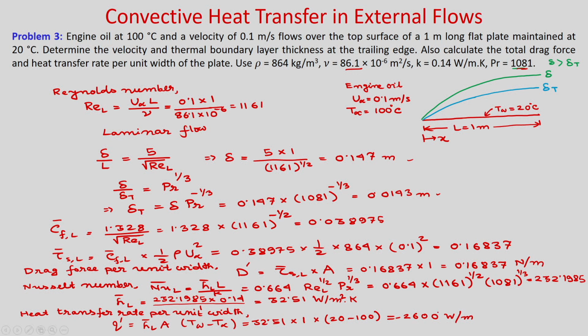Okay. So, what is the significance of this negative sign? Because we are calculating Q from the surface to the fluid, because we have written T w minus T infinity, but Q is coming as negative, that means heat transfer is taking place from the fluid to the wall, fluid to the surface. Now, let us discuss the next problem.